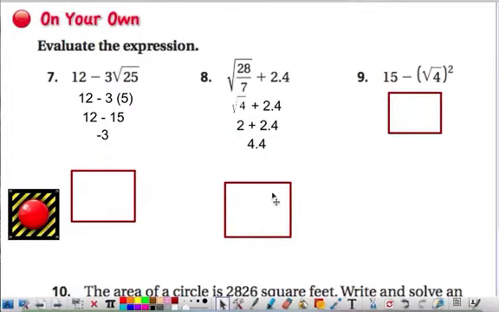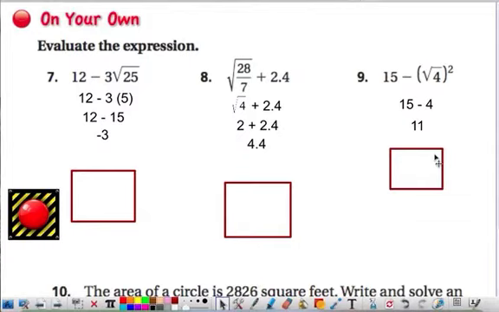On number 8, 28 and 7 are neither perfect squares, so we're going to go ahead and divide that out, and 28 divided by 7 is 4. And if you notice, we did not lose that square root symbol. So we're left with the square root of 4 plus 2.4. Well, the square root of 4 is 2, and 2 plus 2.4 is 4.4.